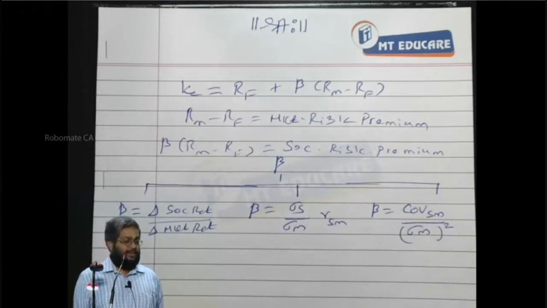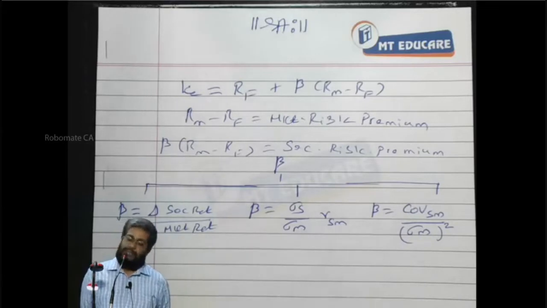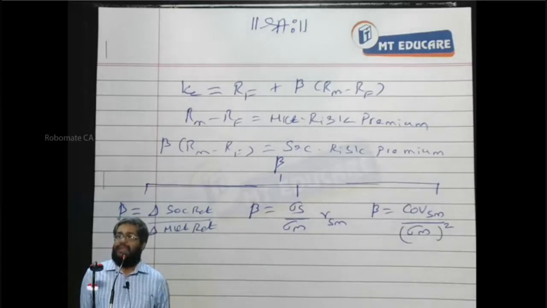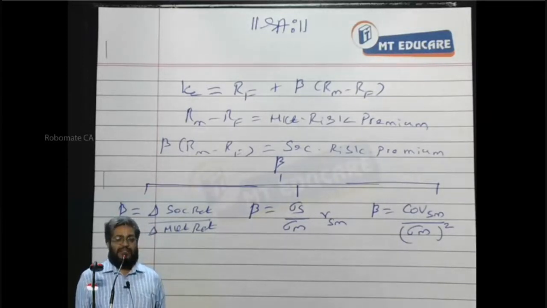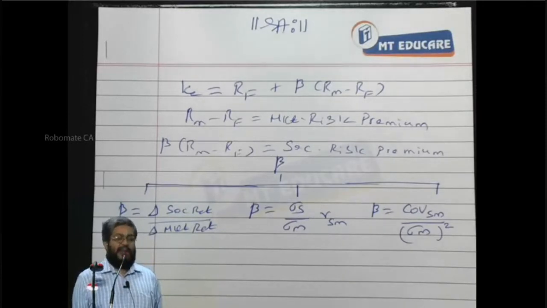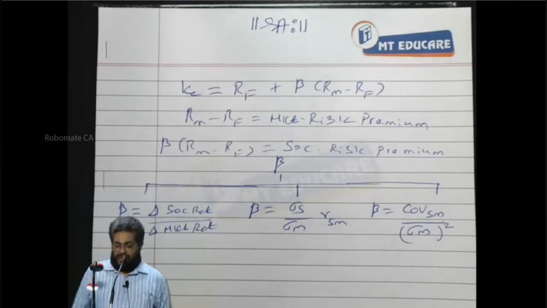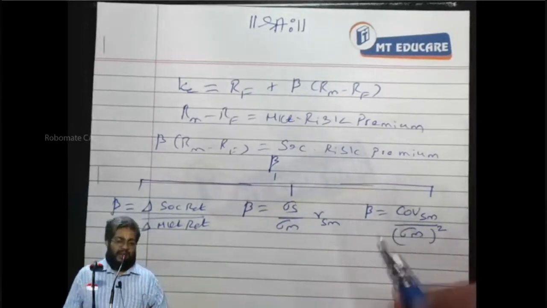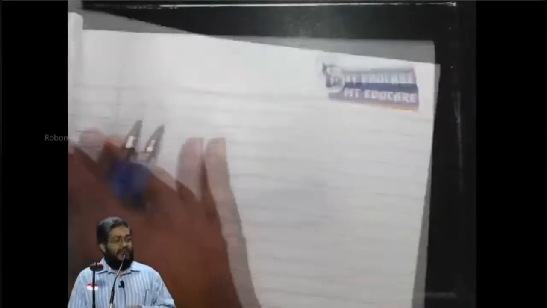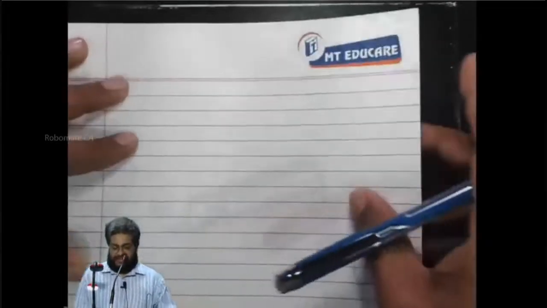Next point number 5 or 6 or? Point 6. Next point is point 6. CML versus SML. Capital market line versus security market line. Can I proceed or not? Next.